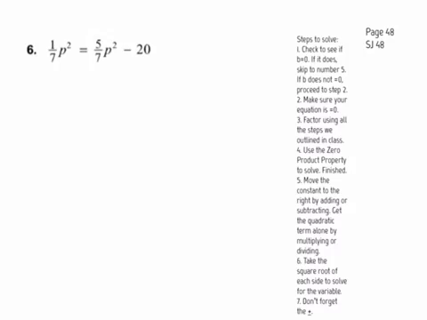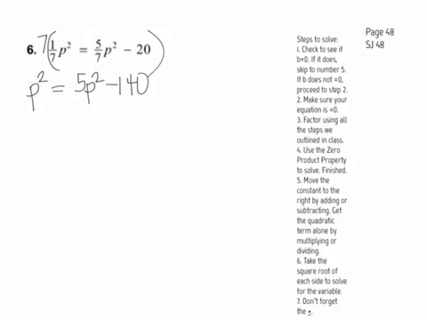The first thing I'm going to do is to get rid of the fraction by multiplying this whole equation by 7. 7 times 1/7 is 7/7, which would be 1p squared. 5/7 times 7 is 35/7, which is 5p squared. 7 times -20 is -140.